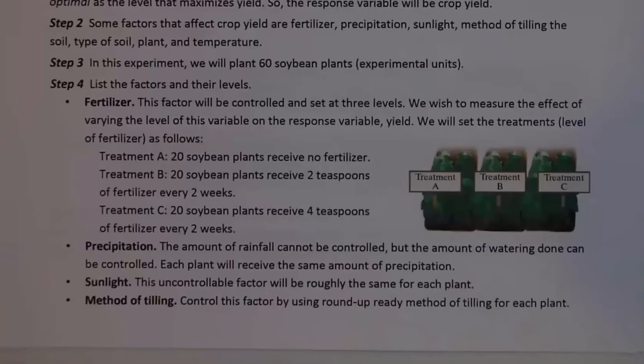The method of tilling. We can control this. We can till the soil the same way for all 60 plants, whatever the method's going to be. So we can control this factor by using the Roundup Ready method of tilling for each plant.